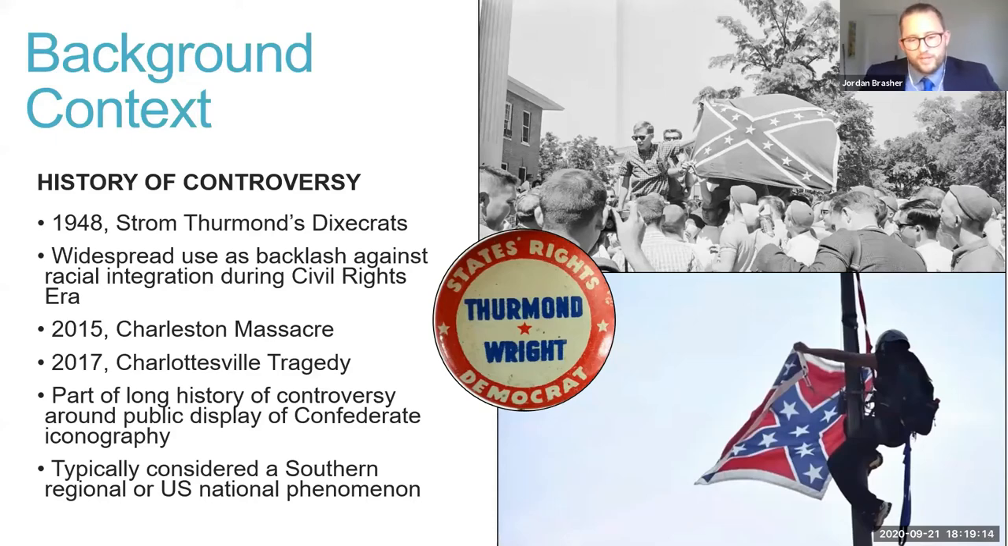And then in 2017, tragedy struck again in Charlottesville, Virginia, when a protest against the removal of a Confederate statue commemorating Robert E. Lee and a counter-protest of anti-racism advocates turned deadly. One white supremacist ran his car into the crowd of counter-protesters, killing Heather Heyer and drawing substantial, increased, prolonged, and international public attention to the issue of Confederate iconography in public space.